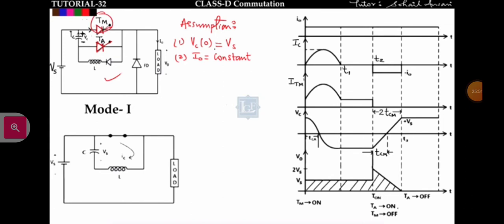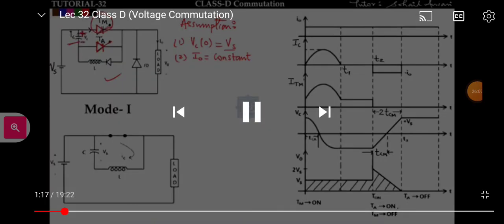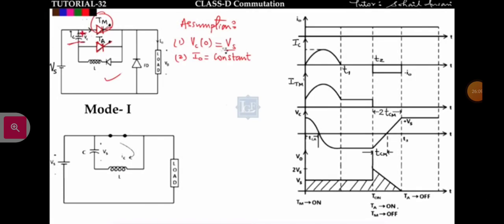I am assuming that initially the voltage drop across this capacitor is equal to supply voltage, and the polarity of the voltage drop across this capacitor is from plus to minus, like this. This is the assumption. For t less than 0, the voltage drop across this capacitor is Vs. And the second assumption is load current is constant. Load current is not changing, meaning we are dealing with a highly inductive load.